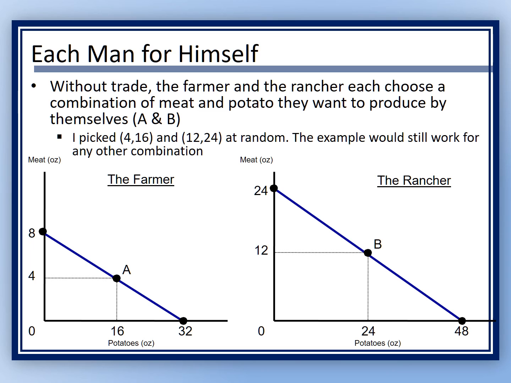So the farmer has decided he wants 4 units of meat and 16 units of potatoes. And the rancher decides that he wants 12 ounces of meat and 24 ounces of potato. The only thing that I think is important to mention is that notice that I try to pick a point where they have some of everything.